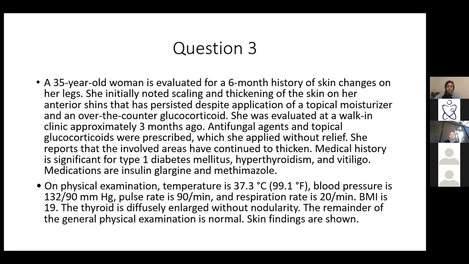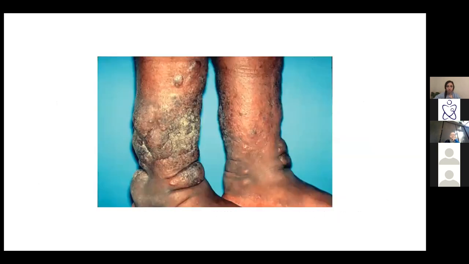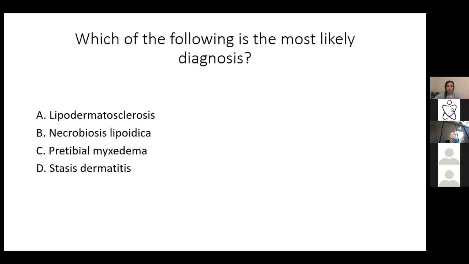Her vital signs show a pretty normal blood pressure and temperature, slightly higher heart rate. Her BMI is 19, and her thyroid is diffusely enlarged, no nodularity, and no other signs on physical exam, and her skin findings are here. We'll come back to that after I show you the question. So which is the most likely diagnosis? Lipodermatosclerosis, necrobiosis lipoidica, pretibial myxedema, or stasis dermatitis?